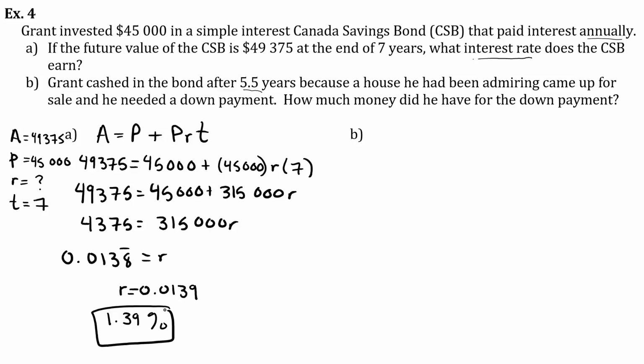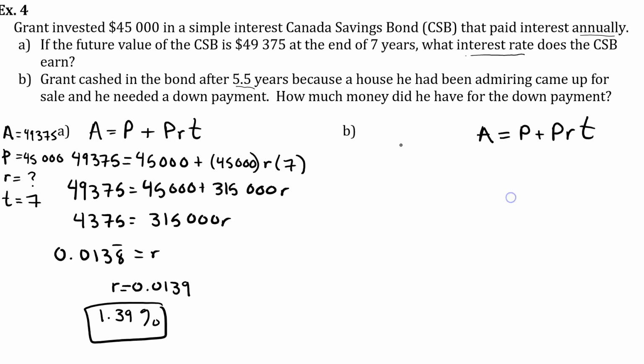Now let's move on to the second one here. It says Grant cashed in the bond after 5.5 years. So let's set up this question again. How much money does he have for his down payment? So what's our future value when the time is 5.5 years and the interest rate is 1.39%? So let's just write down our formula again. A equals P plus PRT. We can almost make a song out of that.